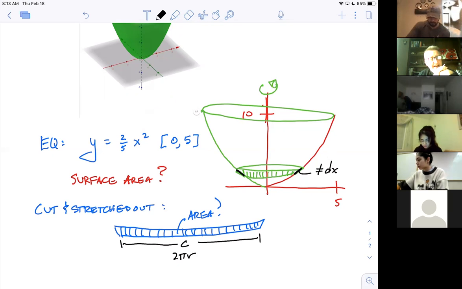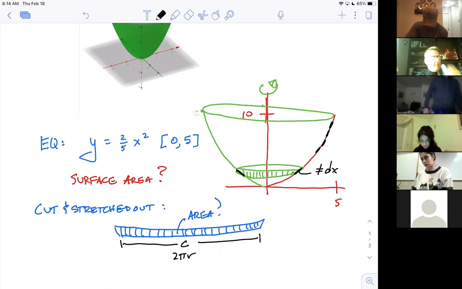If it's not dx, since it's sideways, what did we do yesterday to come up with the length? We said, hey, there's a little length here, and we'll add it to a little length there, and we'll add it to a little length here. Isn't that what arc length was? We found a representation for that little length. Yeah, it was the square root of 1 plus that, whatever it is, squared, right?